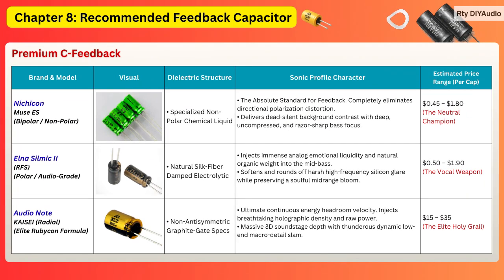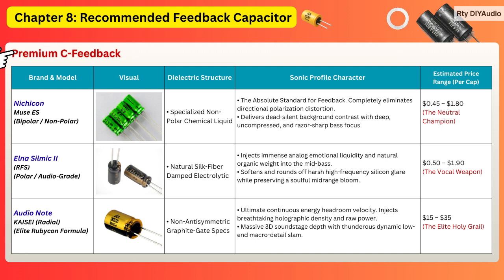Let's advance to Chapter 8, Recommended Feedback Capacitors. Inside your global loop feedback topology, this specific capacitor functions as your critical precision weapon, strictly stabilizing loop gain parameters and directly dictating the circuit's global linearity.